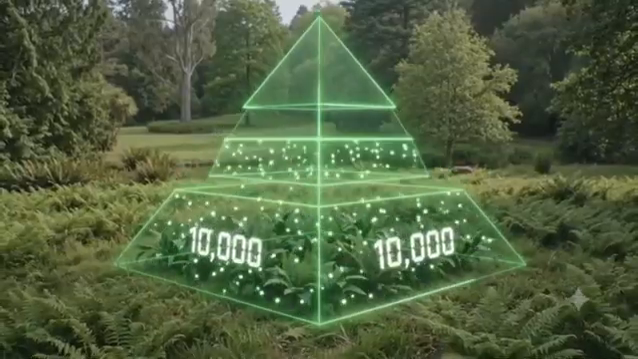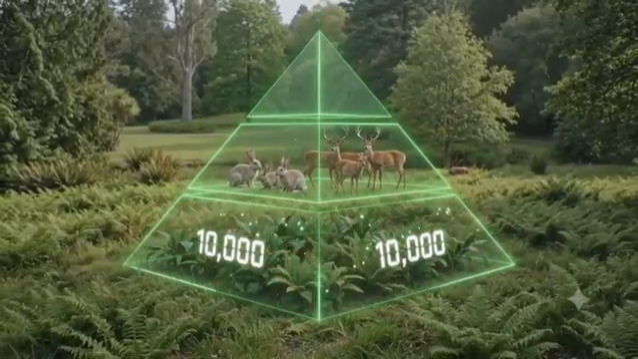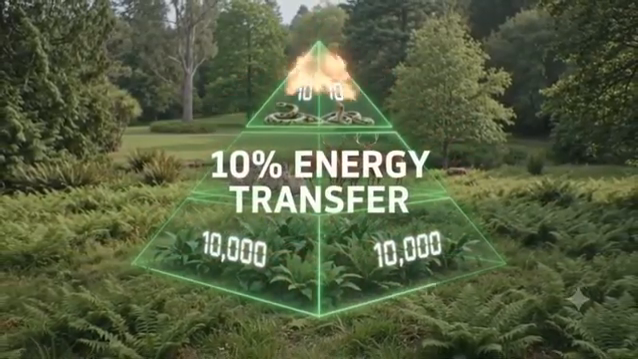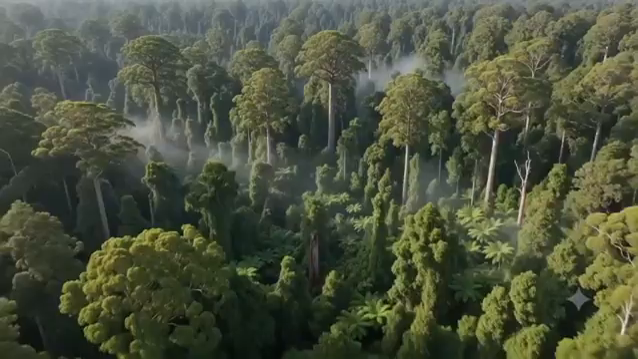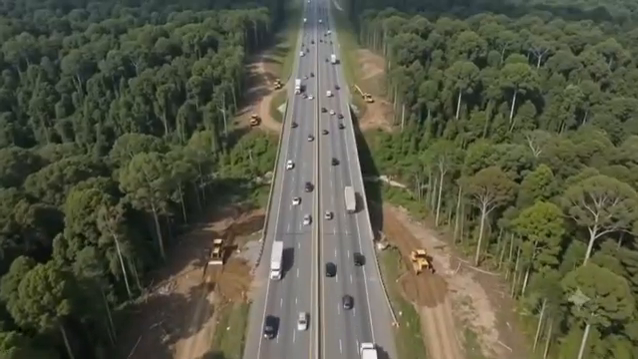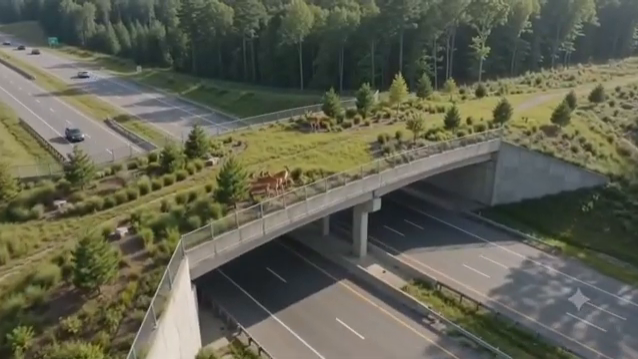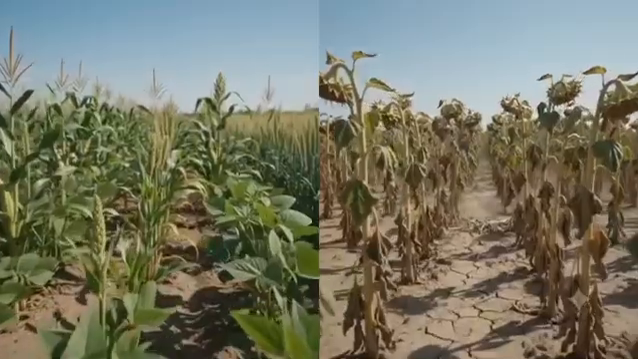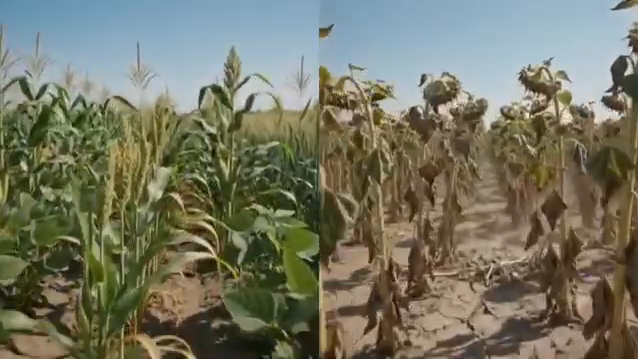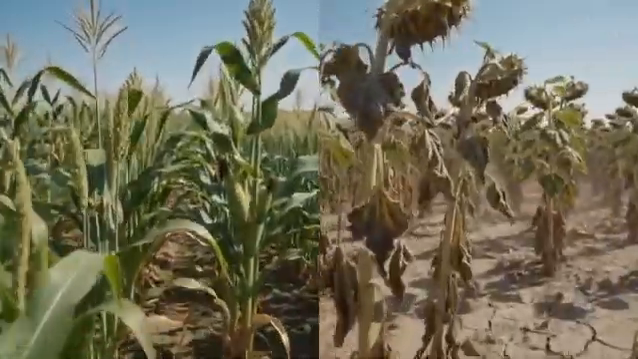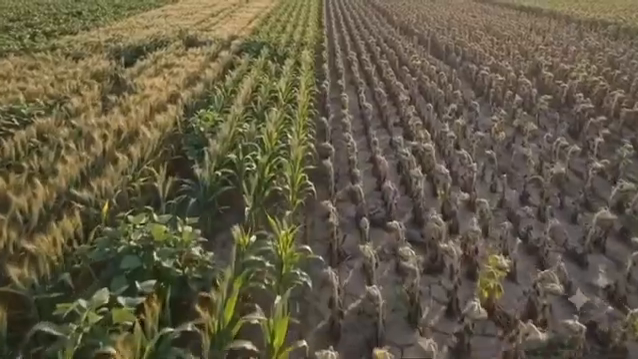Only about 10% of energy normally passes to the next trophic level. Habitat destruction and fragmentation reduce food, shelter, and safe breeding spaces. Genetic variation helps species resist diseases, survive environmental changes, and adapt over time.